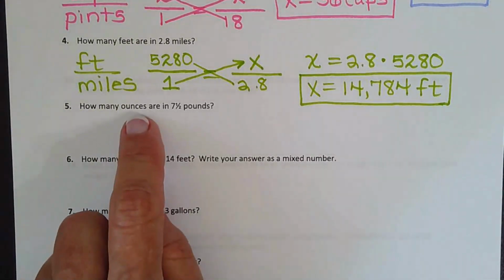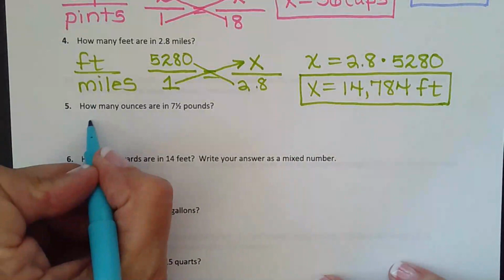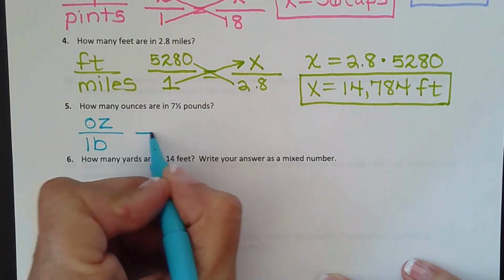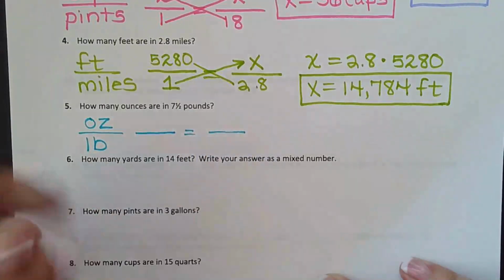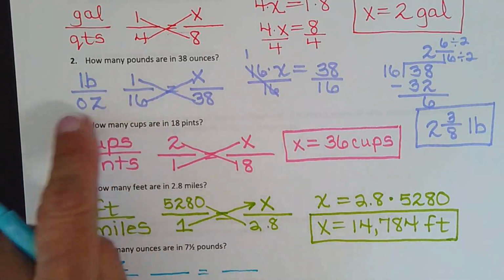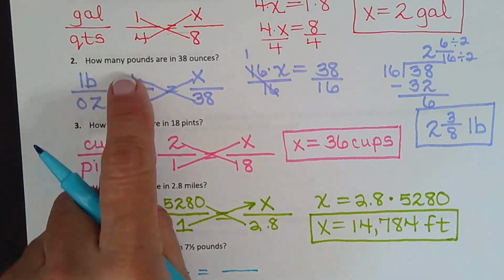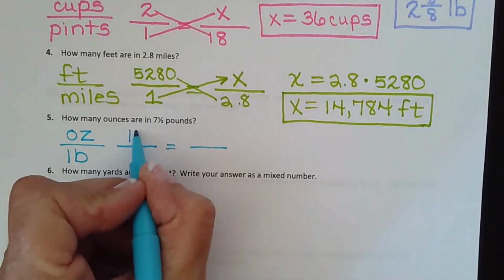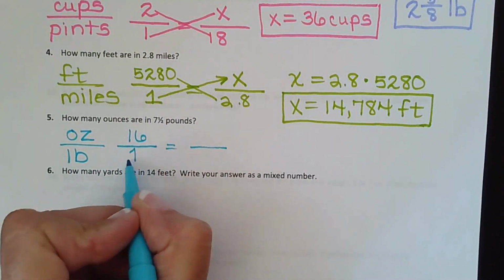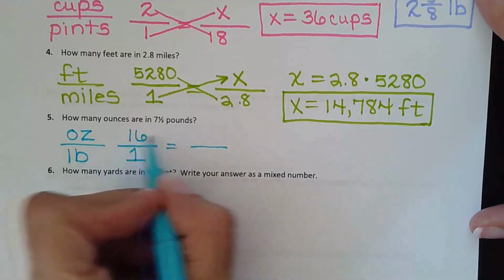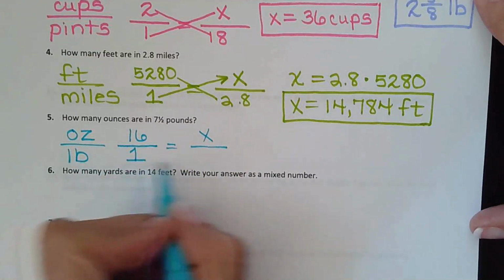So we're comparing ounces and pounds. So ounces over pounds. And I think we already looked that up earlier. 1 pound, 16 ounces. So under ounces, we put 16, under pounds, 1. So how many ounces are in 7.5 pounds? So how many ounces? X, 7.5 here.